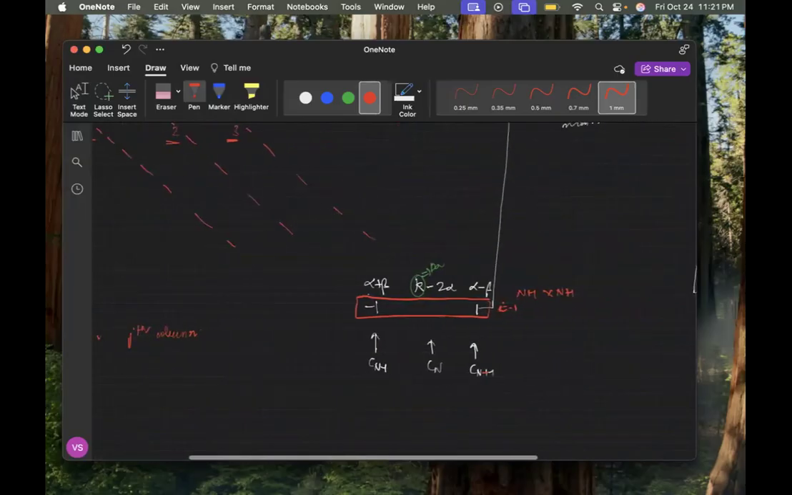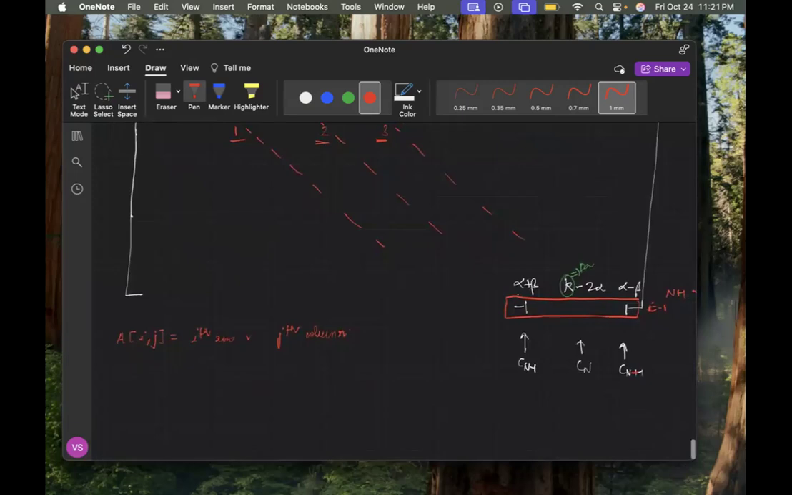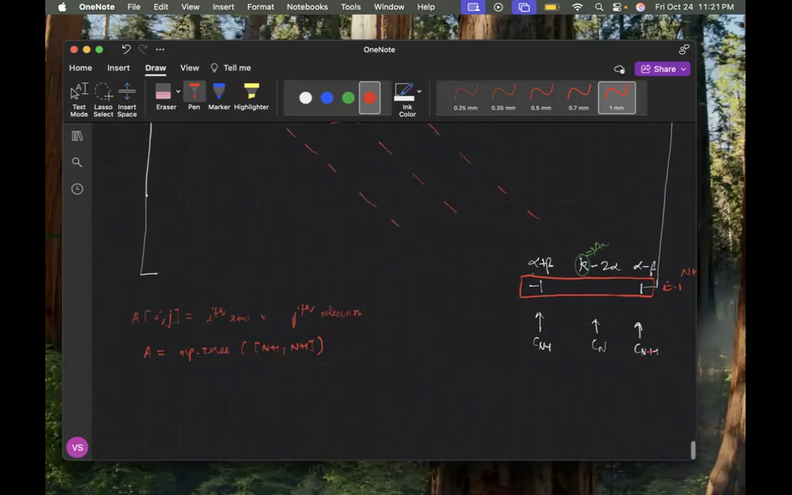Okay, so let's start by initializing the matrix A. How do we initialize the matrix A? I will just say A equals np.zeros and I'll give the shape of the matrix over here. It is supposed to be an n plus 1 cross n plus 1 matrix, so n plus 1 comma n plus 1. That is the idea. So you've got this.